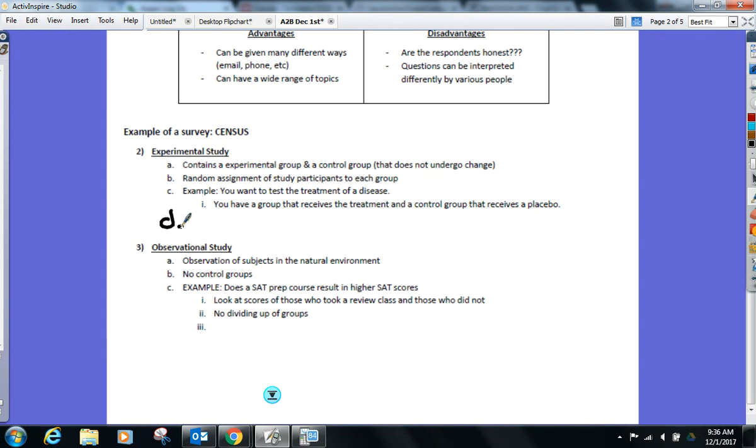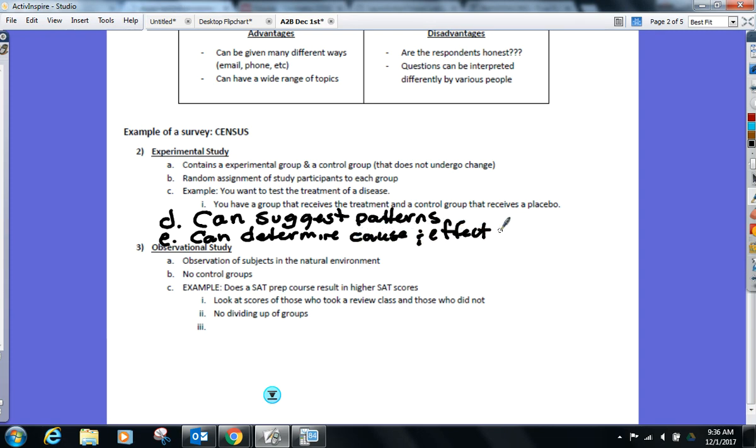A couple other things I want you to add to this one, too. When you do an experimental study, it can suggest patterns. Oh, I see that everyone that took my drink is more alert versus the people that I gave the fake drink to. And some of you have probably heard this in science class: it can determine cause and effect relationships. My drink caused you to be more alert, or my drink did not cause you to be more alert, right? So experimental studies can suggest patterns, and they can determine cause and effect.